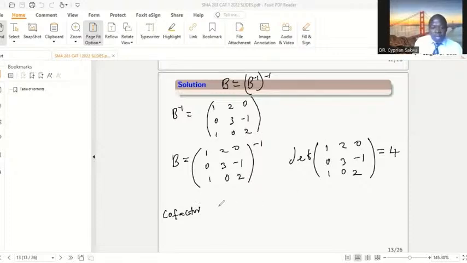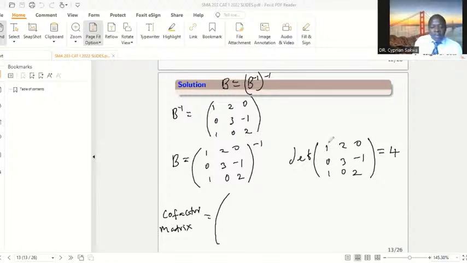I don't know whether I should do it again because I've already showed you how to find the cofactor matrix. I'll just show you for the first line, then I just write the answer. Then you continue to finding for the other elements.